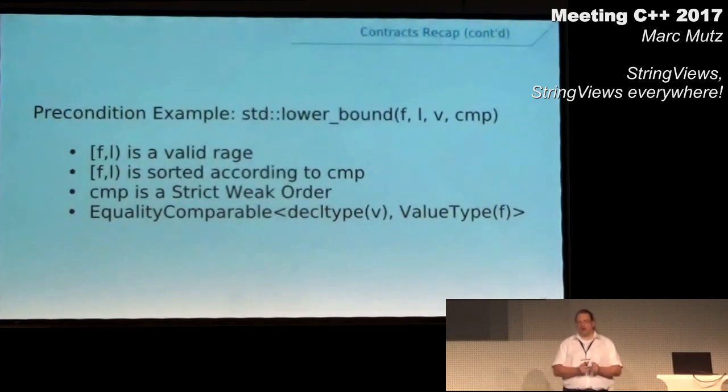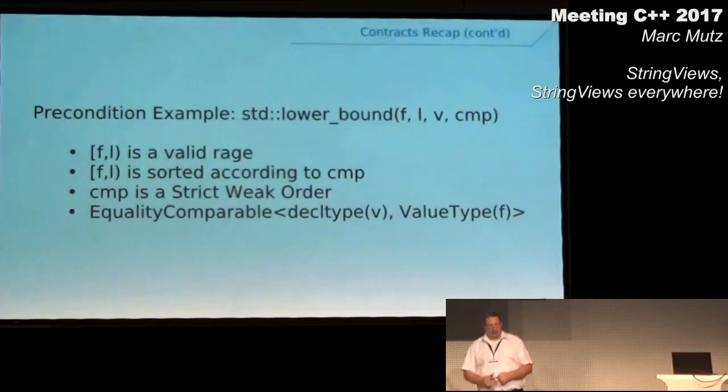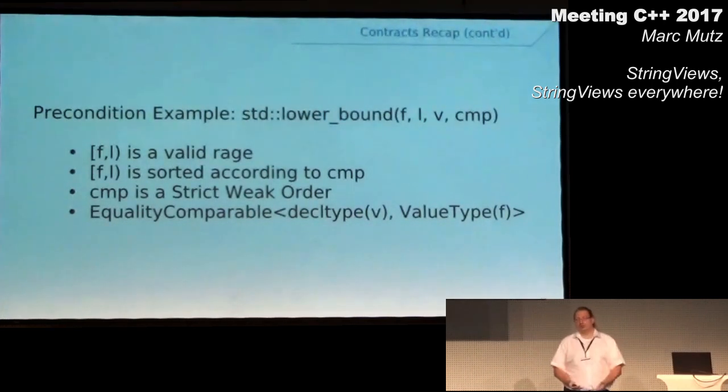I can also not check that CMP is a strict weak order. I can maybe think of exhaustive testing of all the elements. First of all, I cannot enumerate all the elements of a type. And second of all, it will also take much longer than the time budget or the complexity budget that this function has.